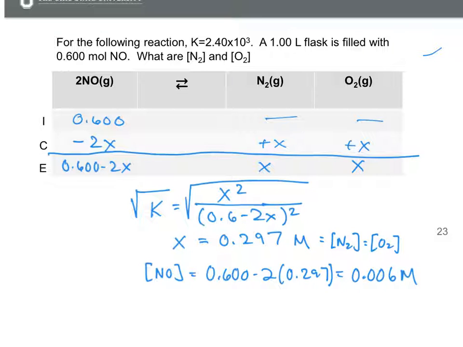So very few reactants left at equilibrium, which makes sense because our K is very large and we expect our reaction to be product favored. Make sense? All right. Questions on this one before I move on?